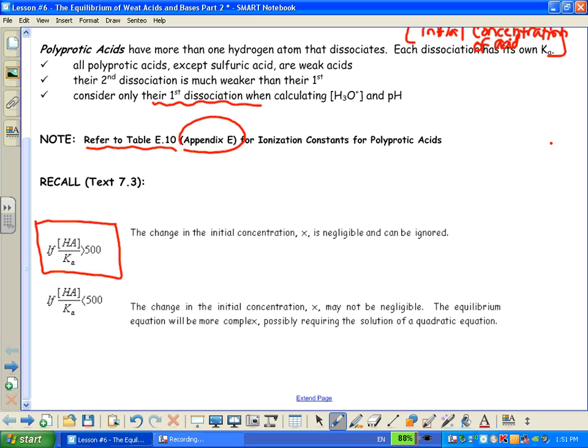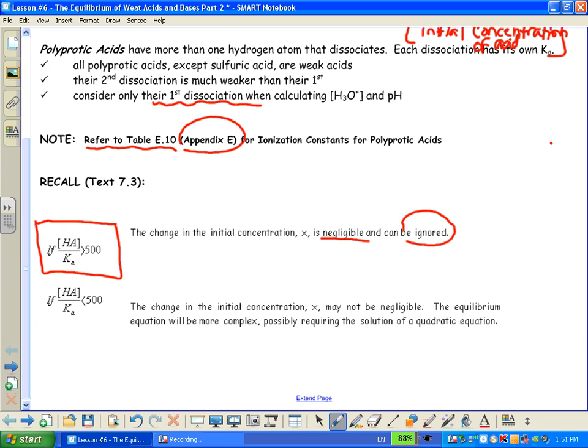If you take the initial concentration of your acid and divide it by your Ka value, and that is greater than 500, then the change in the initial concentration, X, is negligible, meaning that the change that's actually occurring is so small that it's not having an effect between the initial concentration and the concentration at equilibrium. And it can therefore be ignored. And we're going to do an example where that is actually going to happen, so it'll make more sense.